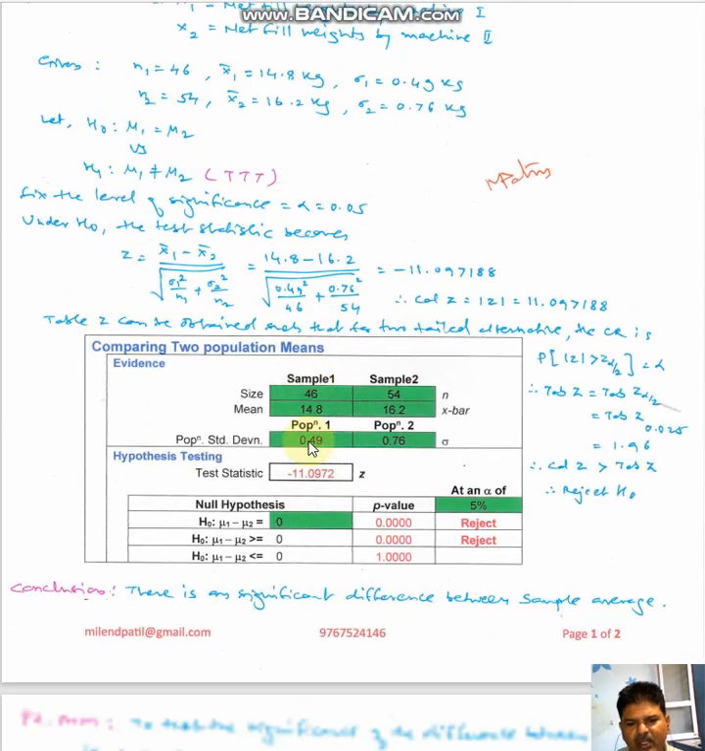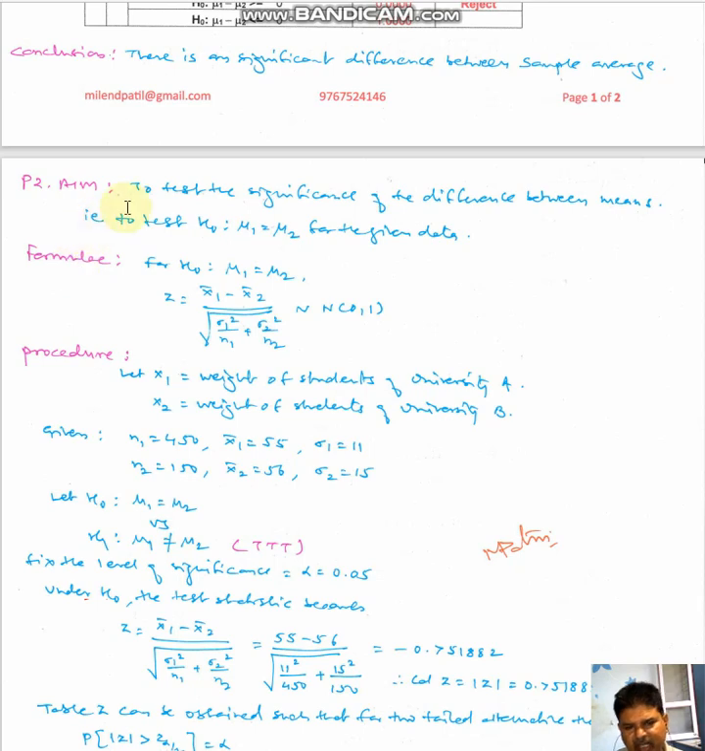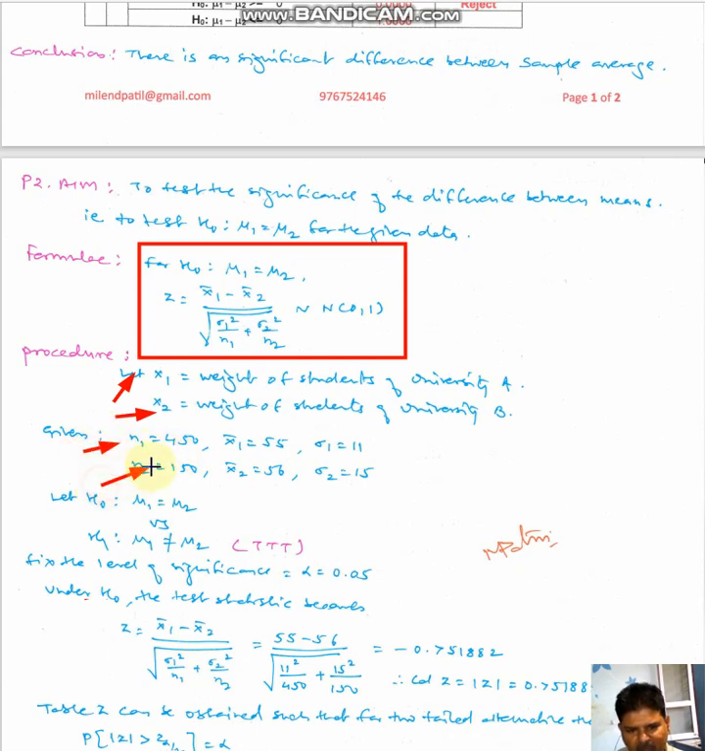What we have to do here is first write down the aim: to test the significance of the difference between means, that is to test H0: mu1 equal to mu2 for the given data. This is the formula, as you know. What is given in this case? x1 and x2, these are the weights. N1 and N2 both are given: N1 is 450, N2 is 150, X bar 1 is 55, X bar 2 is 56, sigma 1 is 11, and sigma 2 is 15.